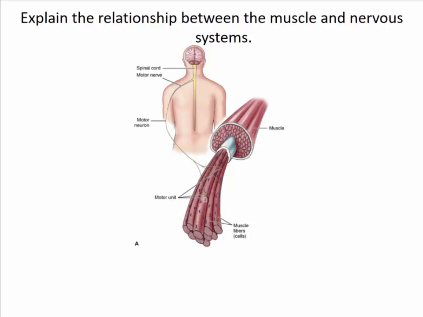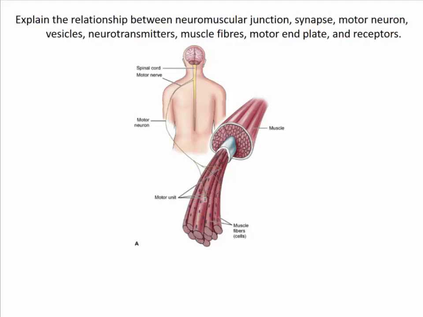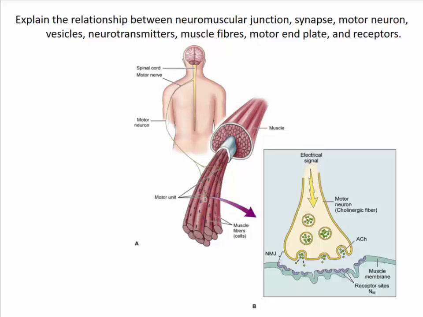In order for a muscle cell to contract, it must receive a stimulus from a motor neuron. To go a little bit deeper into that then, let's explain the relationship between these various terms and portions of this connection. Here we have the end of a motor neuron and the surface of a muscle cell.